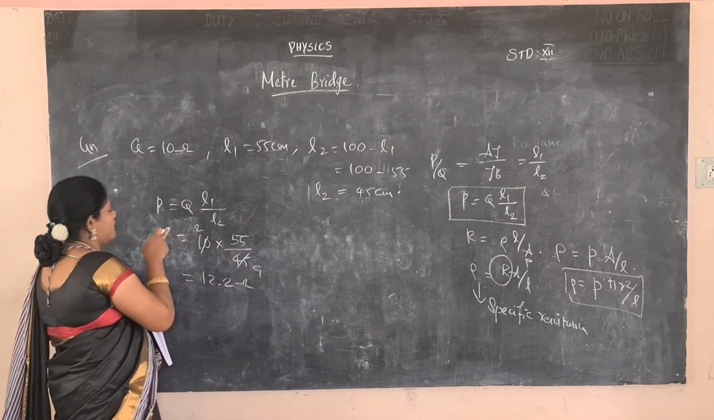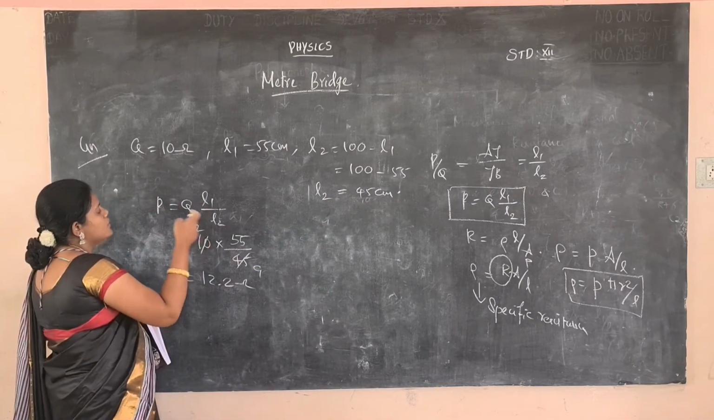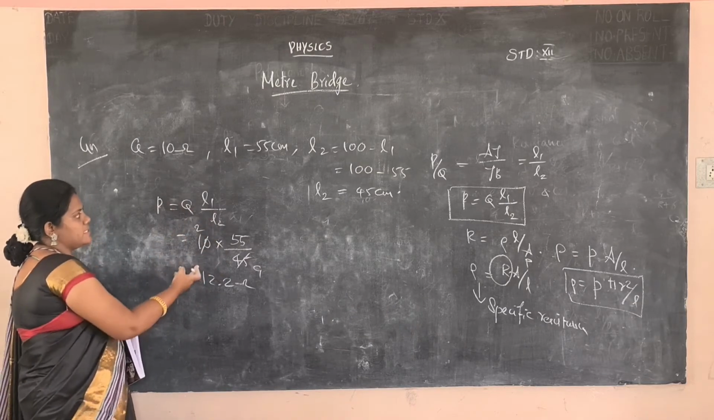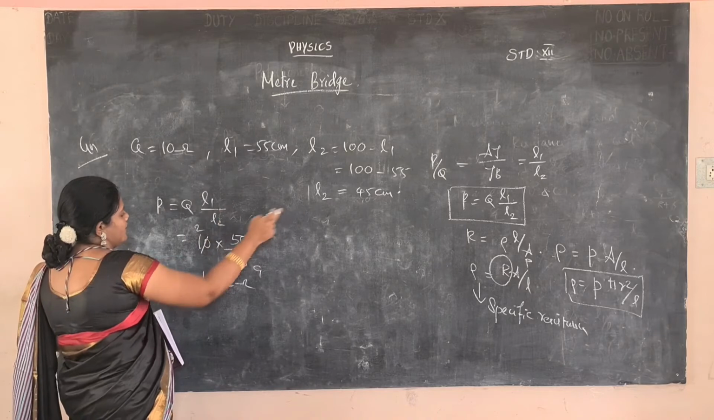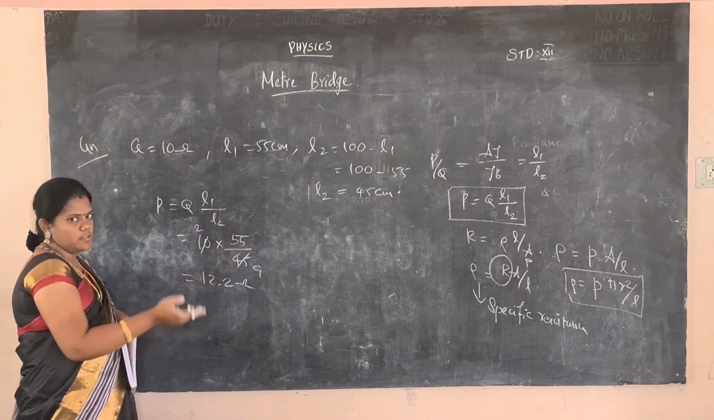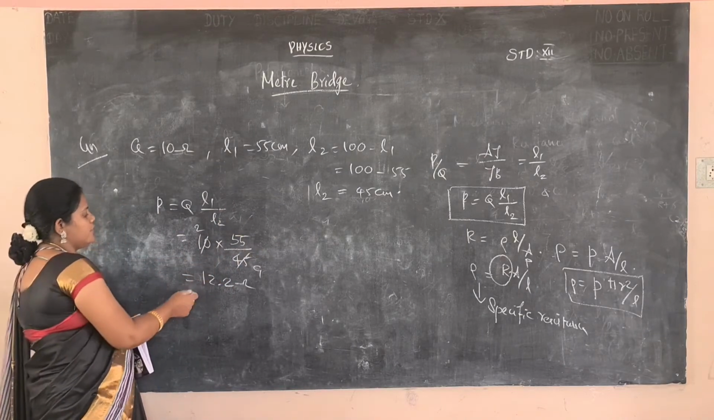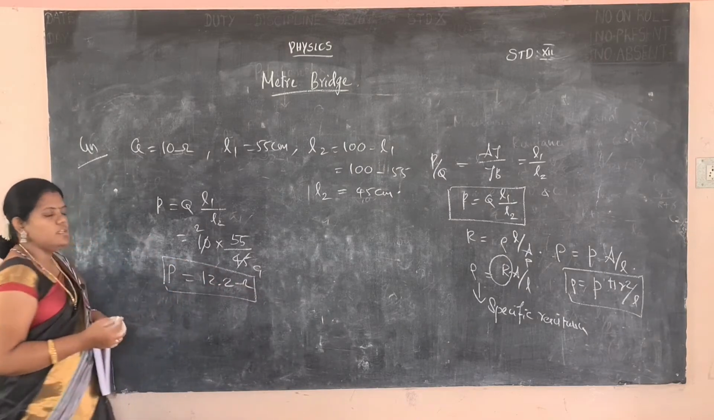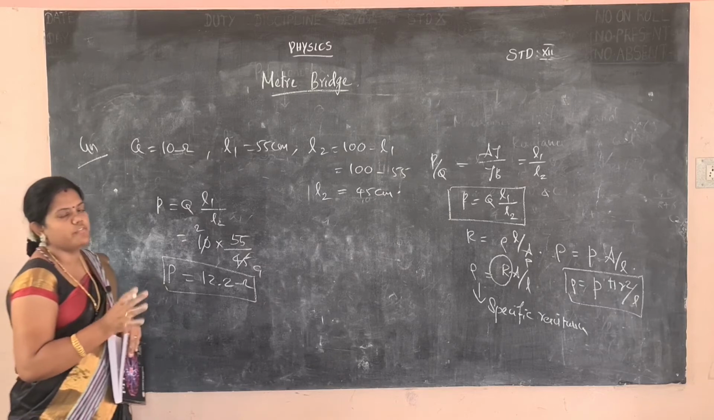What's the formula? P is equal to Q into L1 by L2. So substitute the Q value, the L1 value, and the L2 value. Q value is 10, L1 value is 55 and L2 value is 45. You have to strike out the values and easily find out P is equal to 12.2 ohm. Okay, so 12.2 ohm is the final answer.